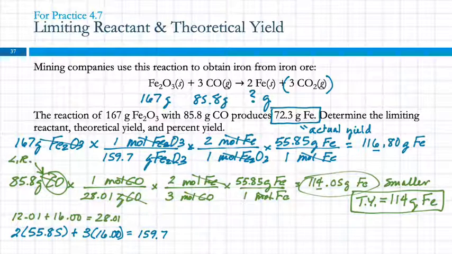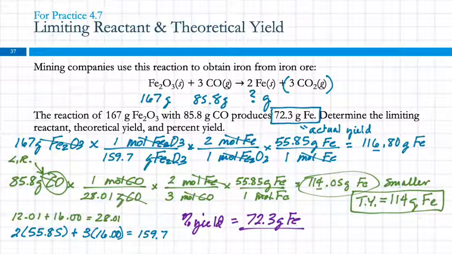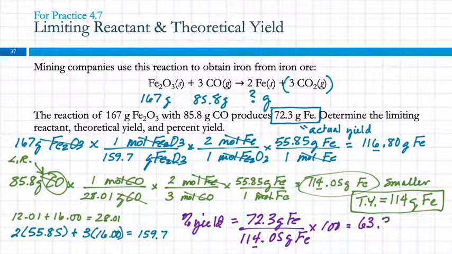Okay, so what's the percent yield? So we have to calculate that, right? The percent yield is going to be the actual yield, which they gave us, 72.3 grams, divided by the theoretical yield, which we calculated, times 100. So 72.3 divided by 114.05 times 100. So 63.4% yield.